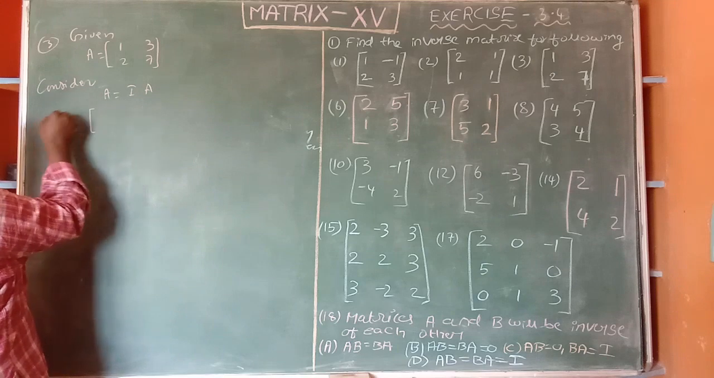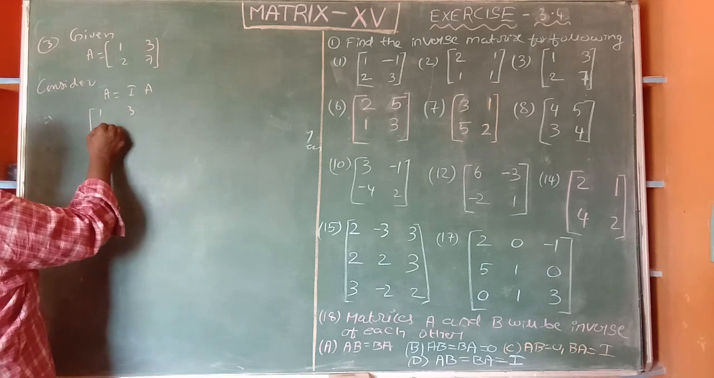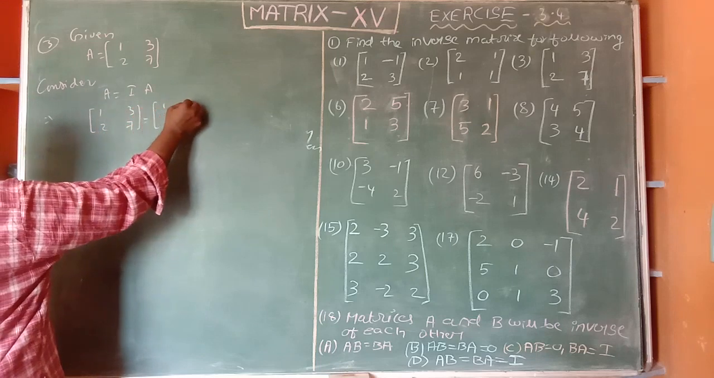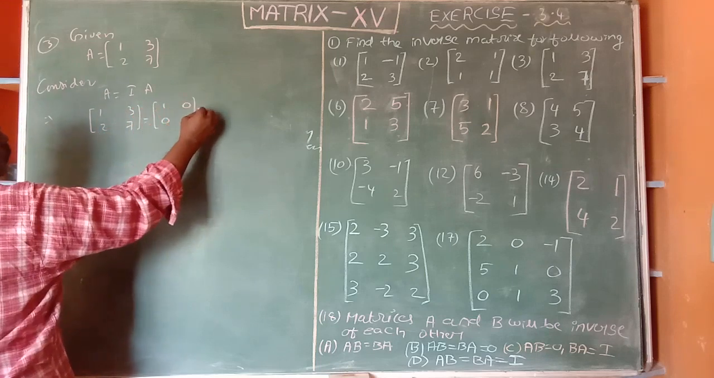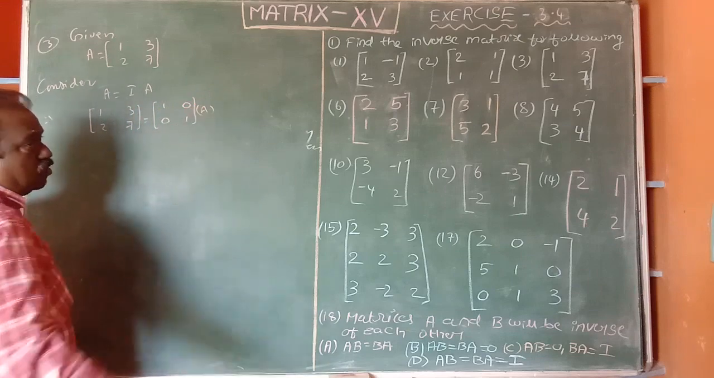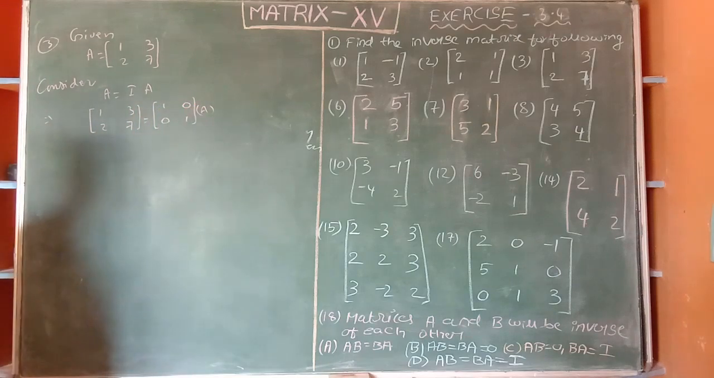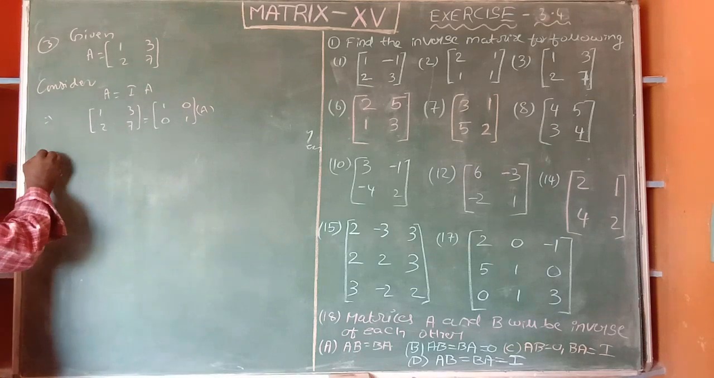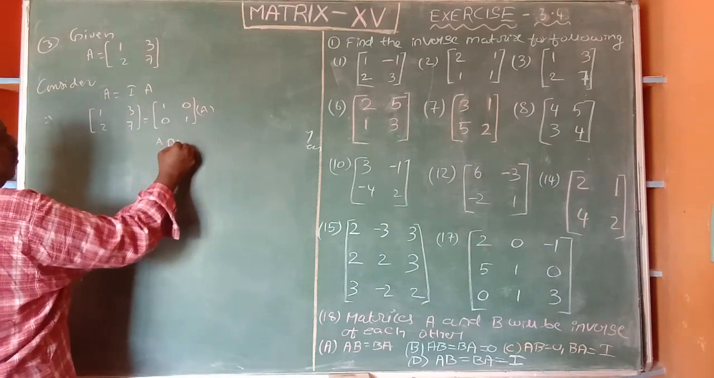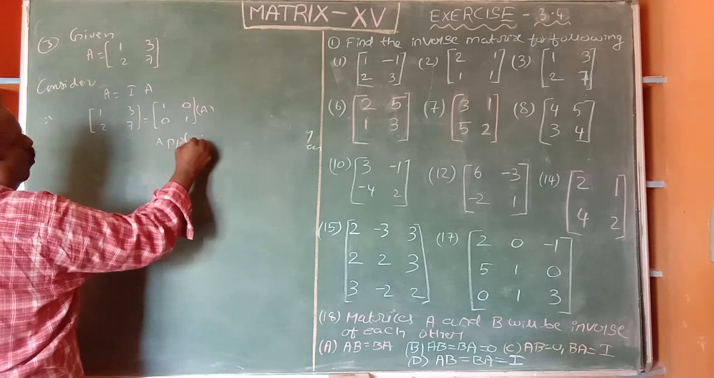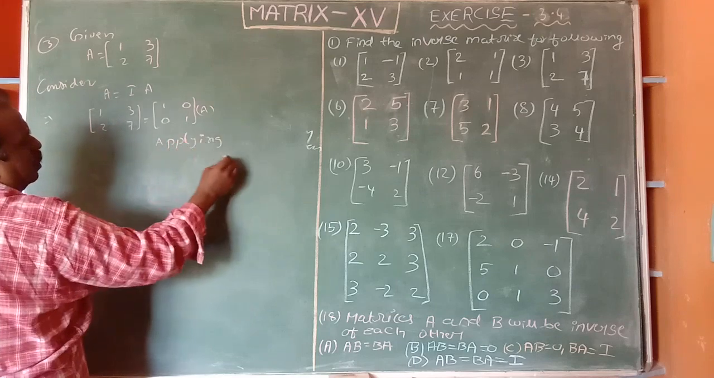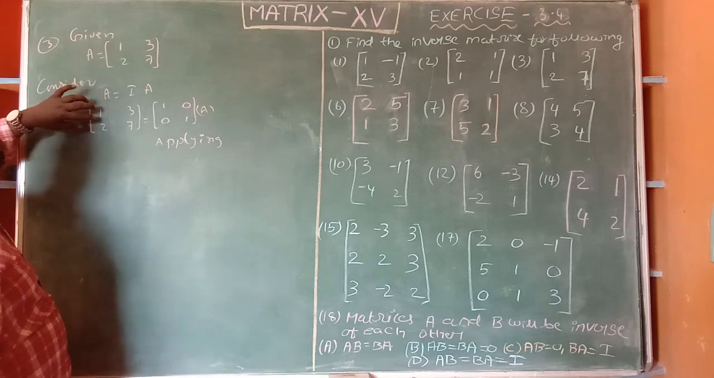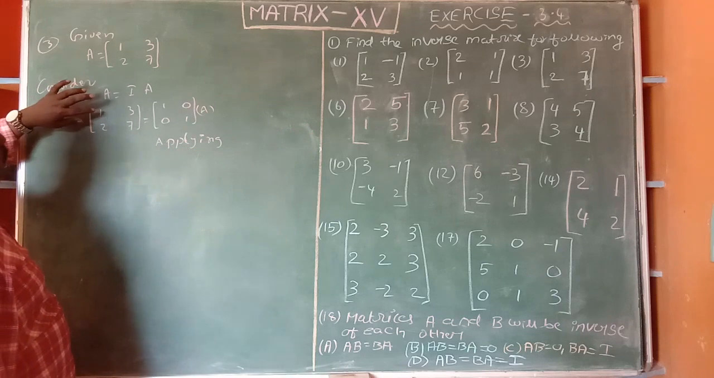You see, what is I? A is 1, 3, 2, 7. And I is 1, 0, 0, 1. And A as it is. Okay. Here, you see that, applying the operations, that means elementary operations.